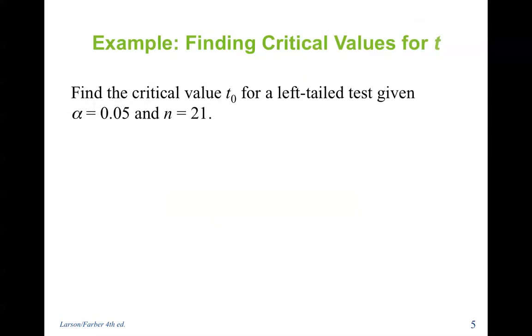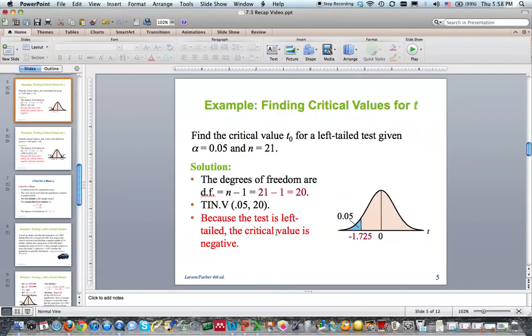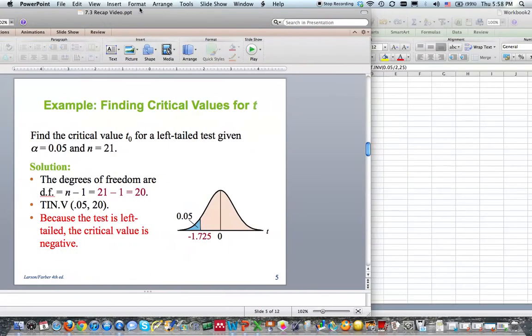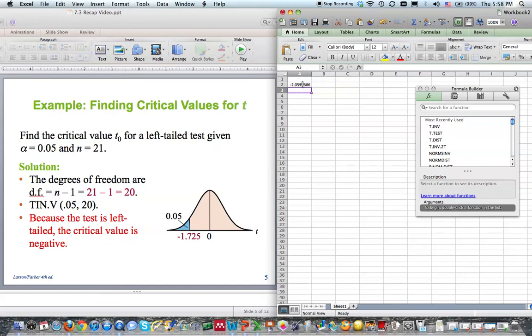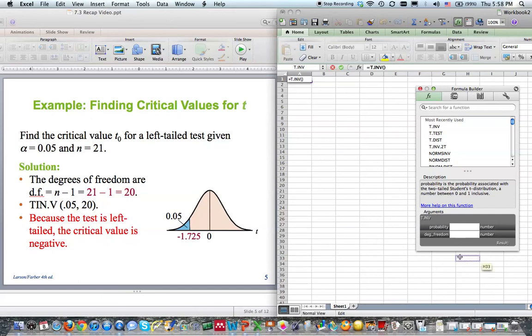So let's practice. Find the critical value t0 for a left-tailed test given alpha equals 0.05 and n equals 21. So I'm going to slide this right over here. It's a left-tailed test. So what I'm going to do is pick my T.INV. So I'm going to go over here and pick this. My probability is 0.05 and n is 21, so my degrees of freedom is 20.